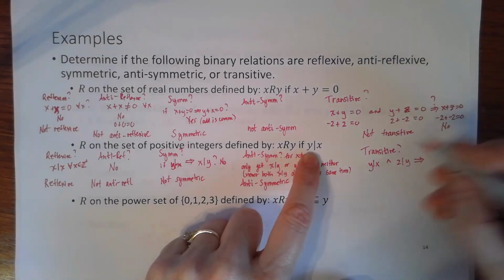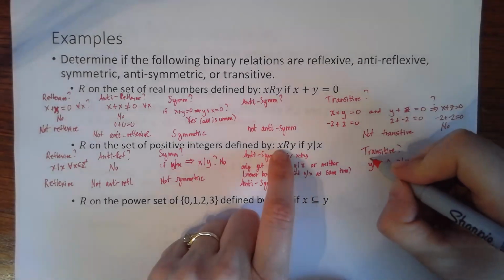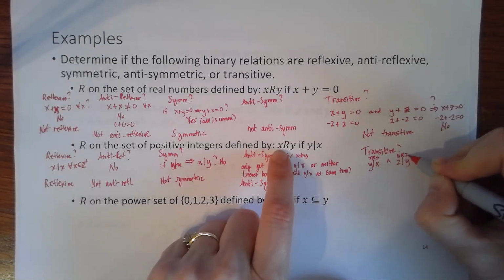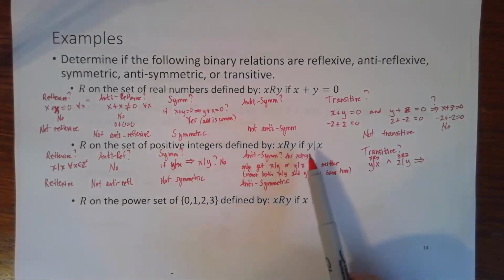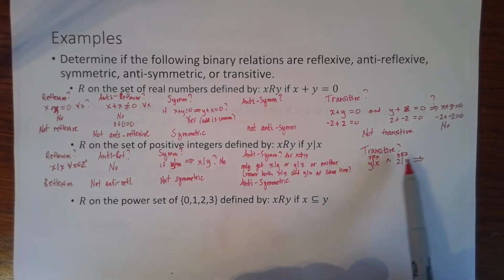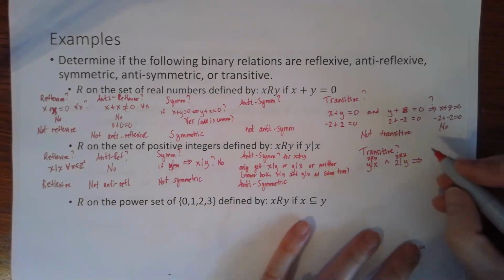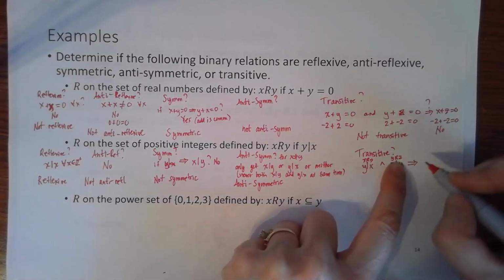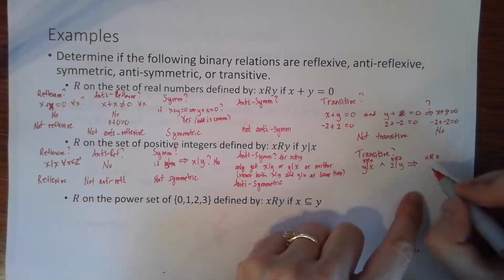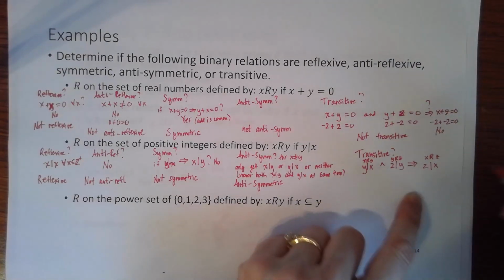Let me write these above here. This one is x related to y, this one is y related to z. They're related if the second one divides the first one. So the second one, y, divides the first one. Okay, x related to y, y related to z. Is that going to give us x is related to z, so that z divides x?